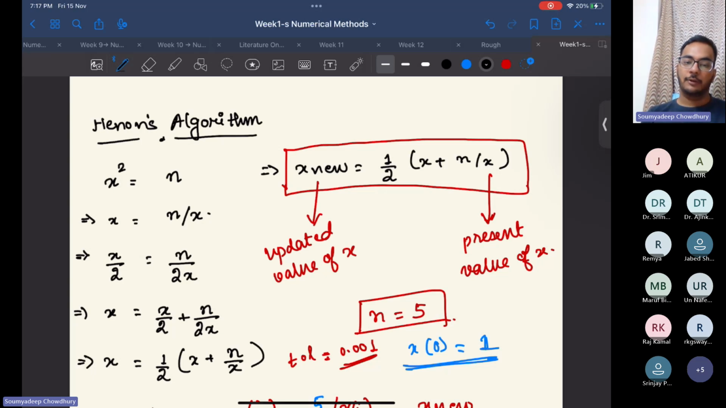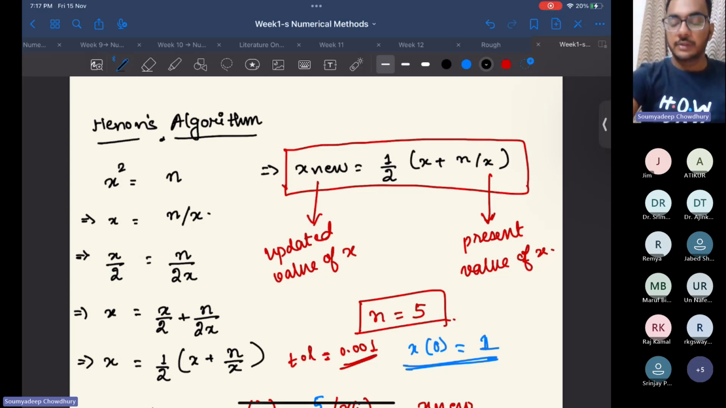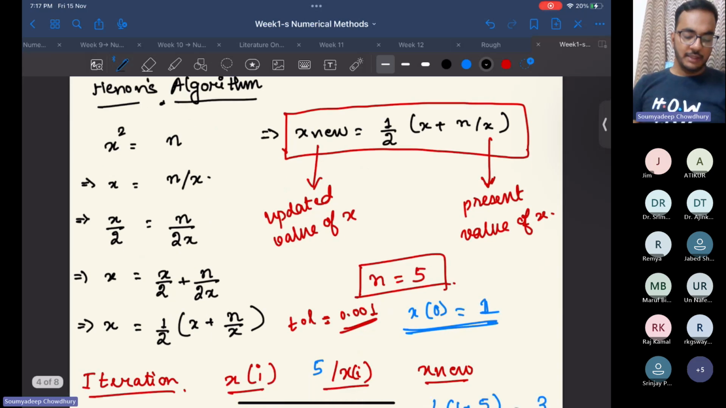You have a technique for finding the square root of a particular number by repeated divisions. However, here we will not be using that. We will be using a numerical technique, or an algorithm, proposed by a scientist named Heron. Based on small manipulations, we arrived at this formula, highlighted in red here: x new equals half into x plus n by x. This is the simplified iterative formula for finding the square root of a particular number.